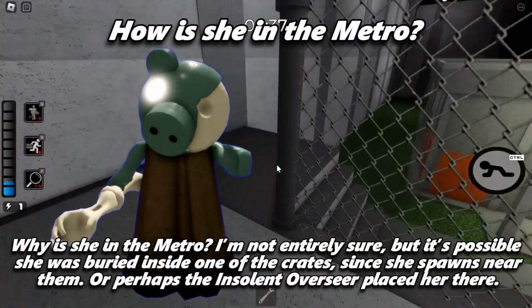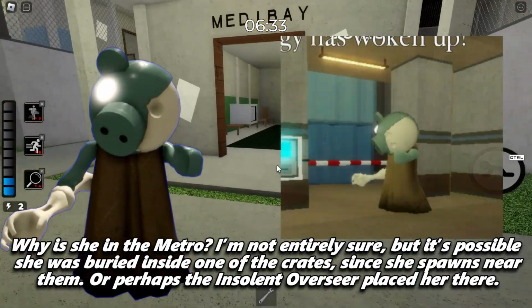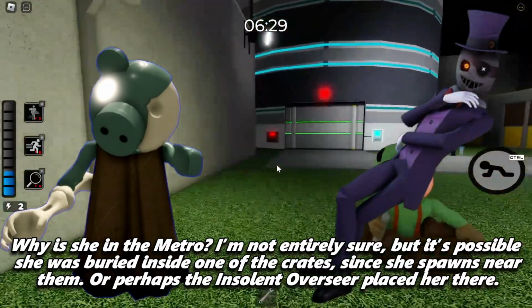Why is she in the metro? I'm not entirely sure, but it's possible she was buried inside one of the crates, since she spawns near them. Or perhaps the insolent overseer placed her there.